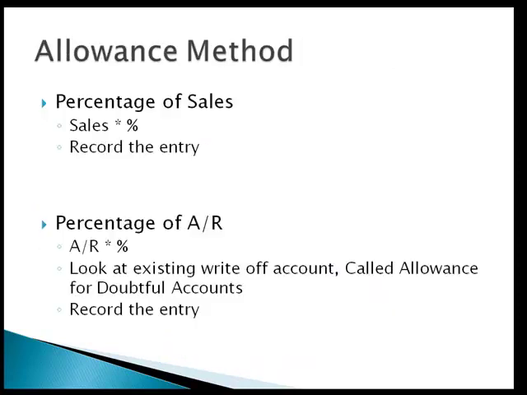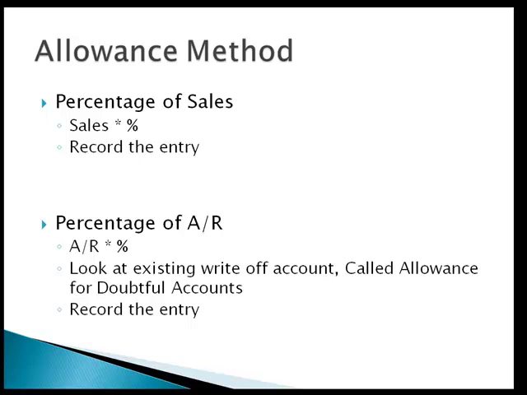All right, most companies are going to be required by GAAP to use the allowance method. The allowance method basically comes in two different forms, percentage of sales or percentage of accounts receivable. But what the allowance method does is it writes off at the end of every period the amount that a company expects to be uncollectible.